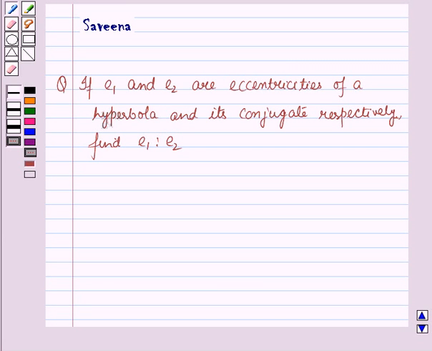In this session, we will discuss a question which says that if E1 and E2 are the eccentricities of a hyperbola and its conjugate respectively, find E1 is to E2. Now, before starting the solution of this question, we should know a result.